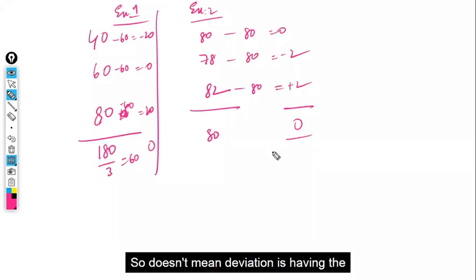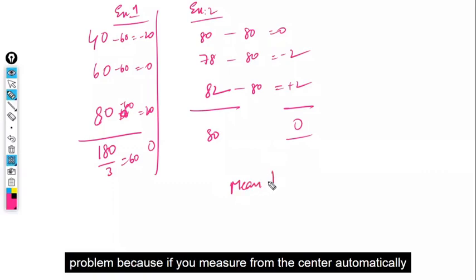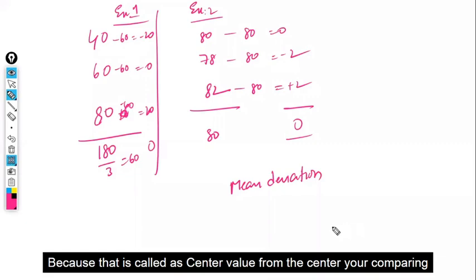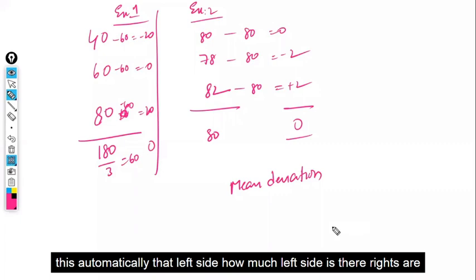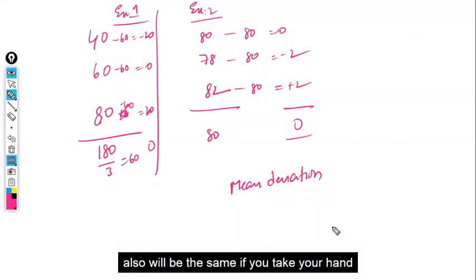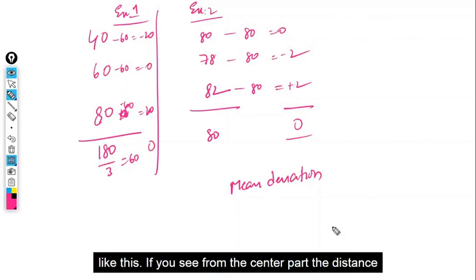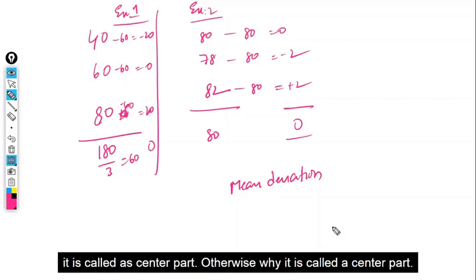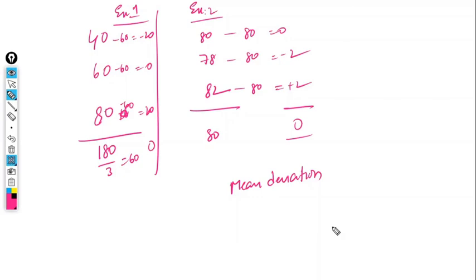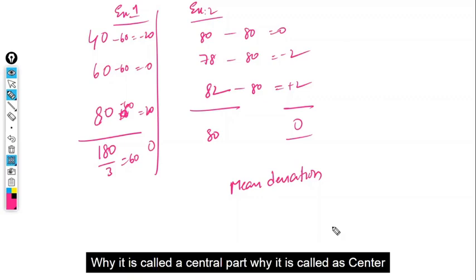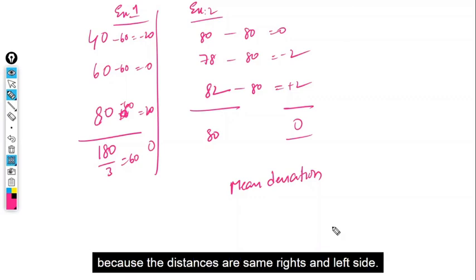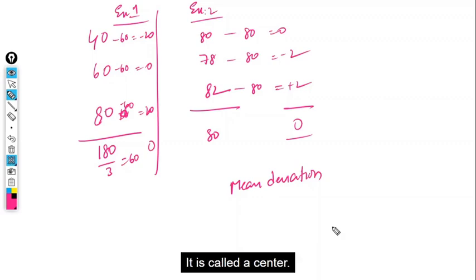So the mean deviation has a problem, because if you measure from the center, automatically every value will be the same distance, because that is called the center value. From the center, the left side and the right side will be the same. If you take your hand like this, the distance from here to here will be the same. That is the reason it is called the center. Why is it called the center? Because the distances on the right side and left side are the same.